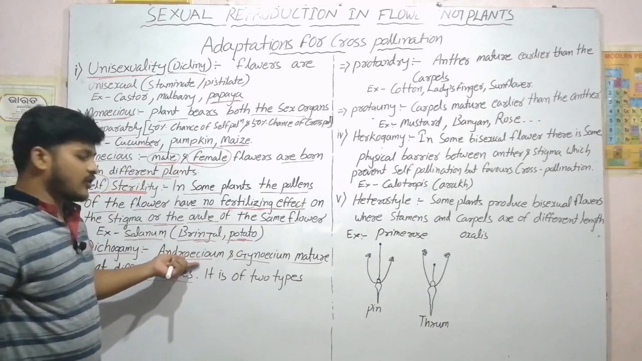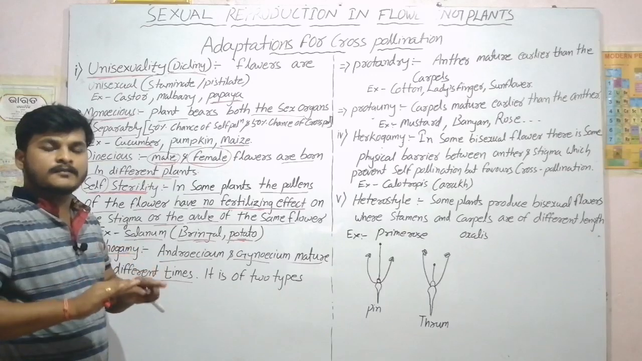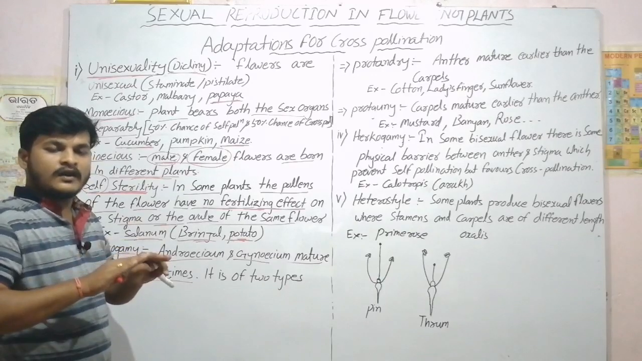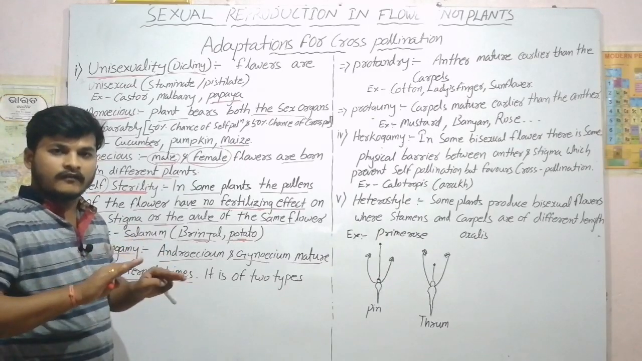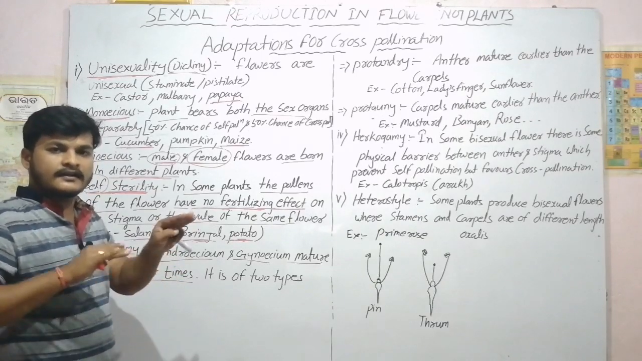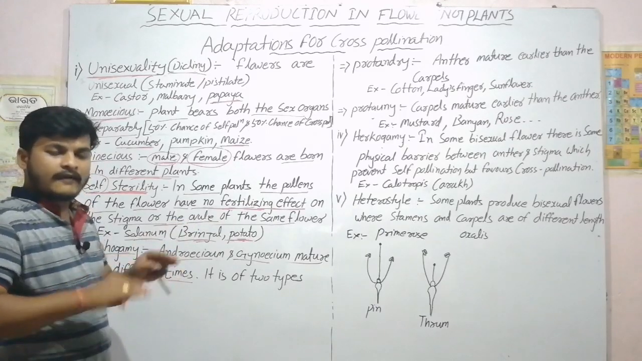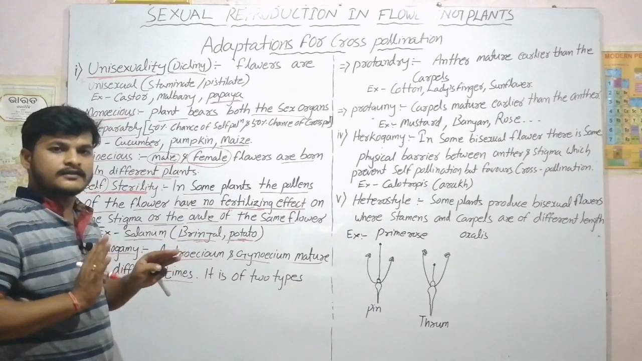That means the time of development of your androecium and gynoecium does not take place equally. That means the two sex organs are not developed equally. Someone is developed first, earlier, and later someone is developed. That means there is a gap between your male sex organ and female sex organ.